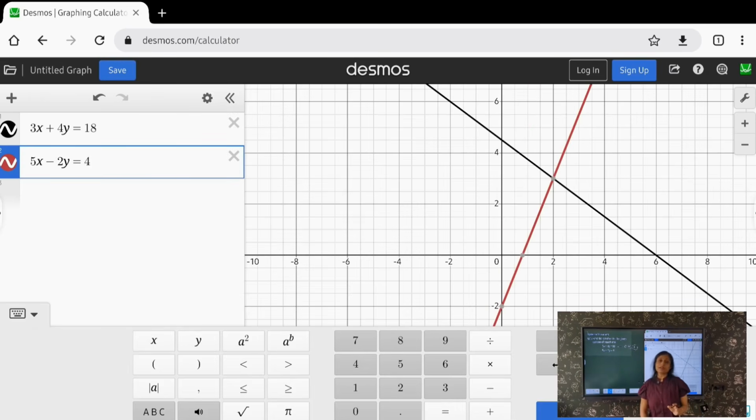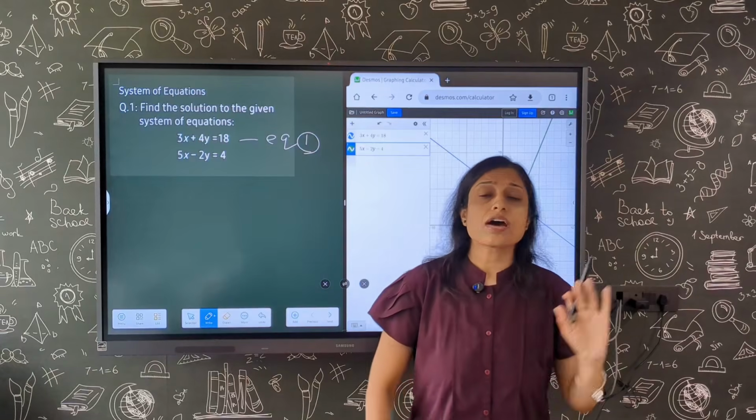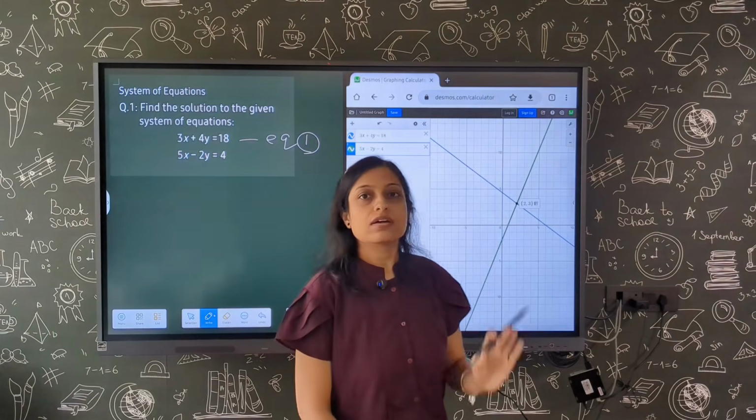The moment you enter the second equation, we get an intersection point. Focus on this point. The intersection point provides the values of x and y. x is 2, y is 3, and they are our solution for this system of equations. So as you can see, the graphical calculator generates the answer much faster, right?